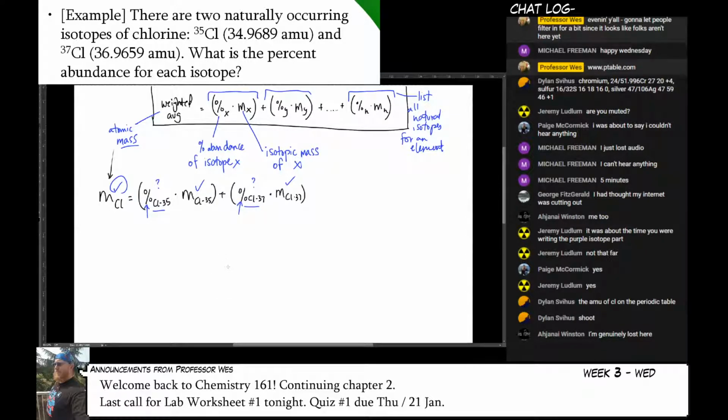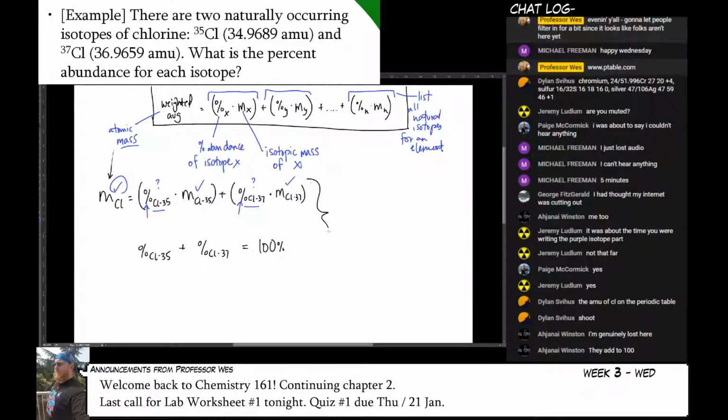Well, if we're working with percentages, what's true about two percentages if these are the only two entities? Like, say, maybe I took this number and I added it to this number. What do I have to get? Yeah, they have to equal 100%, right? There you go. There's our second equation.